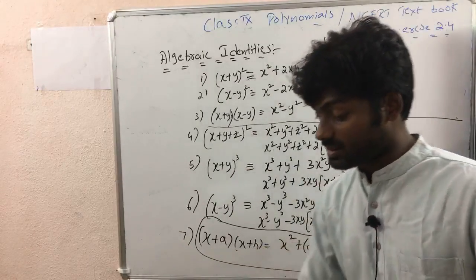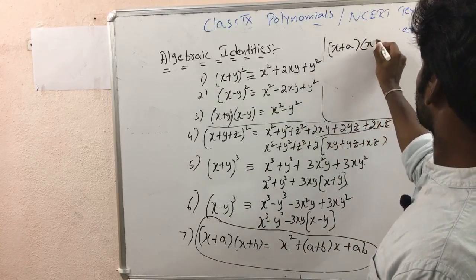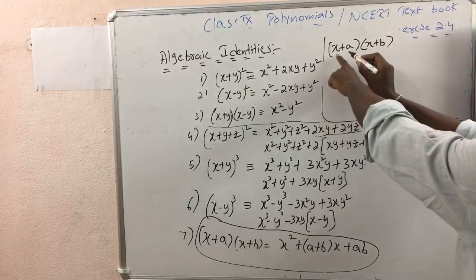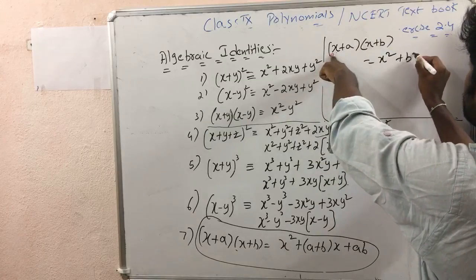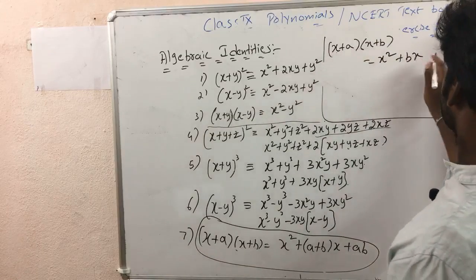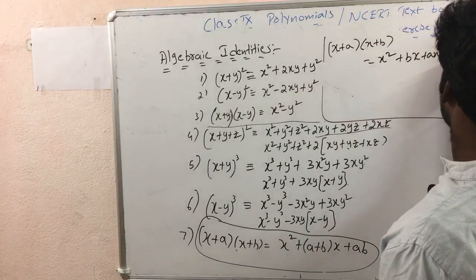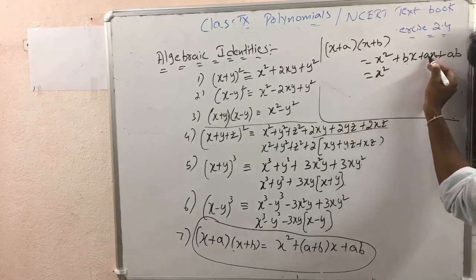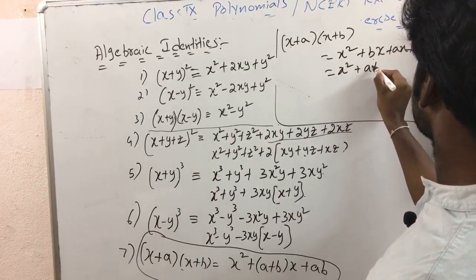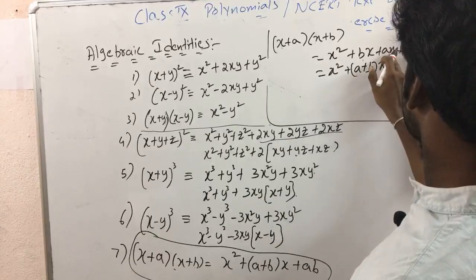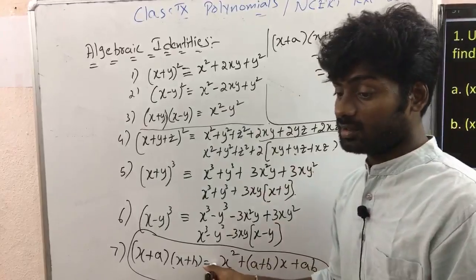Now I will do this to understand. See, I am taking x plus a into x plus b. Multiply the x term with x, you will get x square, x into b, bx. Similarly, a into x, ax, a into b, ab. In x square plus bx plus ax, x is common, so take x as common, you are left with a plus b into x, because a into x is ax, b into x is bx, plus ab. So this is how we get the formula.